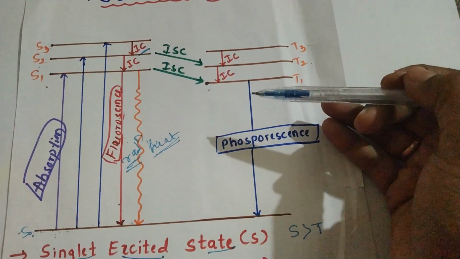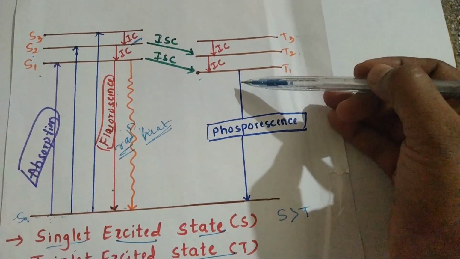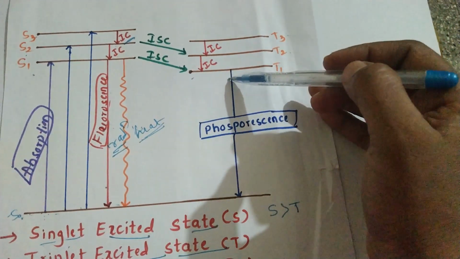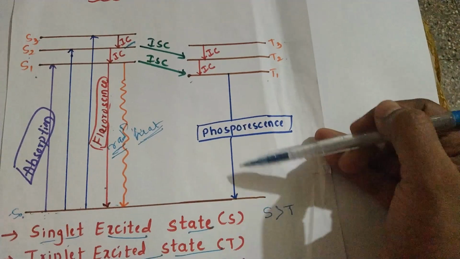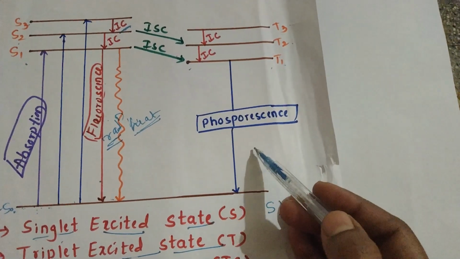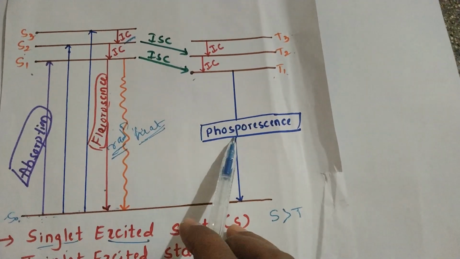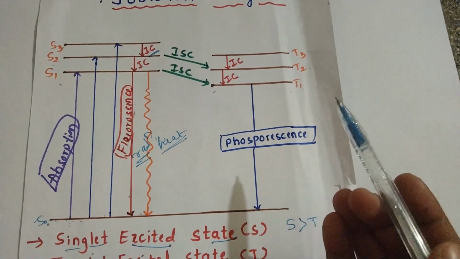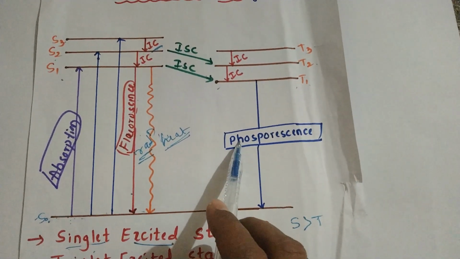Again, after reaching the first excited triplet state from the first excited singlet state, further transition to the ground state may occur with emission of radiation. This step is called phosphorescence. Both fluorescence and phosphorescence involve loss of energy in the form of radiation, so these two steps are called radiative processes.